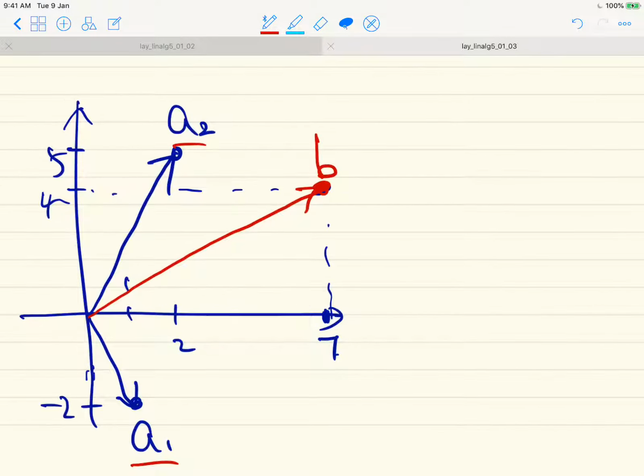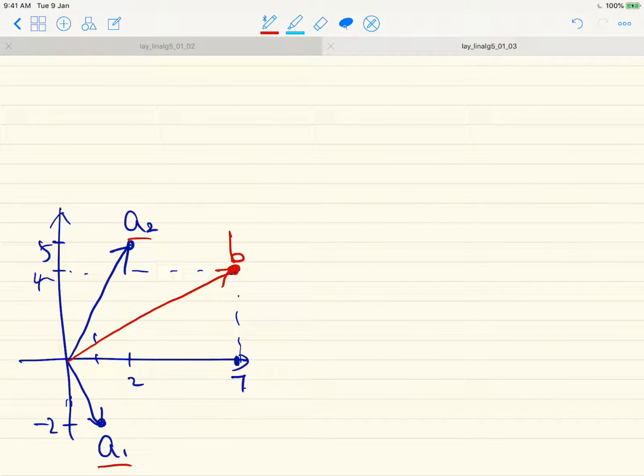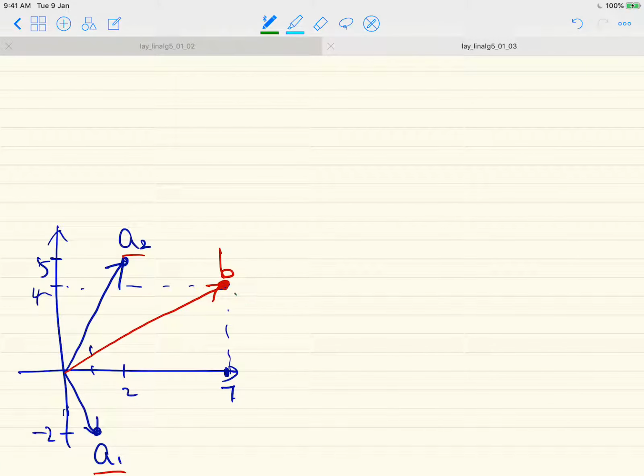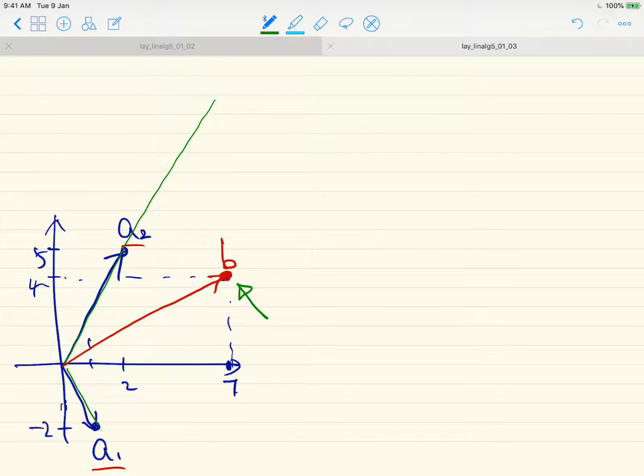Okay, so in this case, let me try my best, but let's see. So we want to have this as a fourth point of our parallelogram, and let's see. I need a little bit more. Okay.